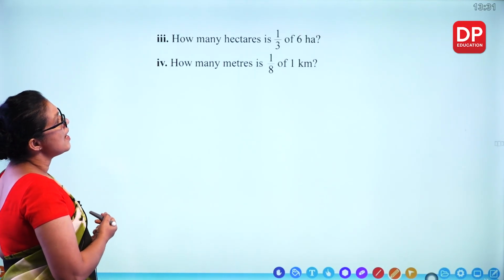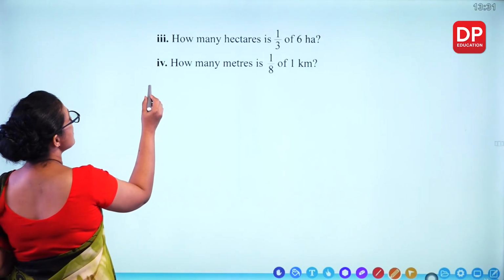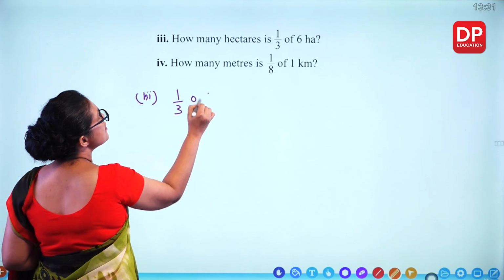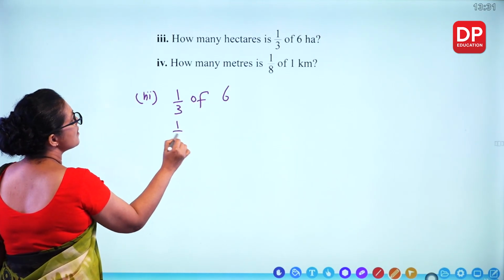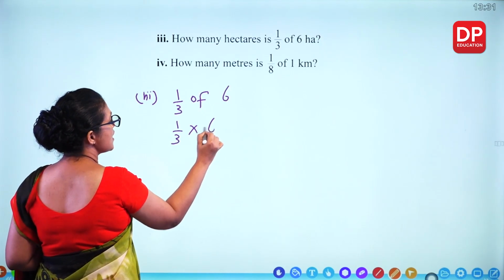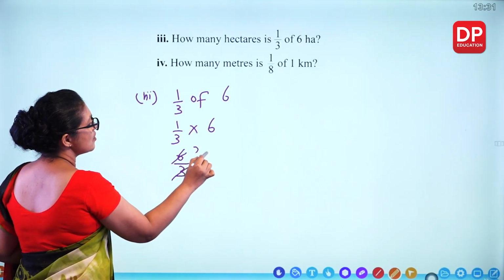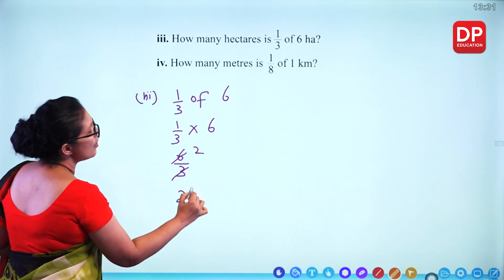How many hectares is 1/3 of 6 hectares? 1/3 of 6. 1/3 of means multiplication. 6 over 3, that's 2. So 2 hectares.